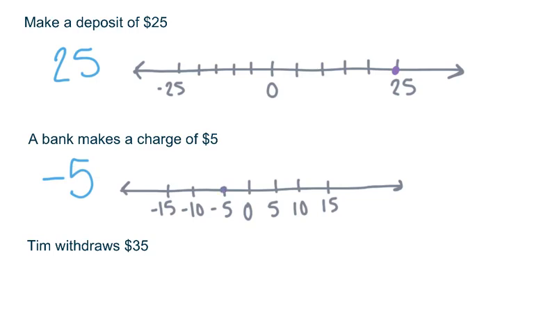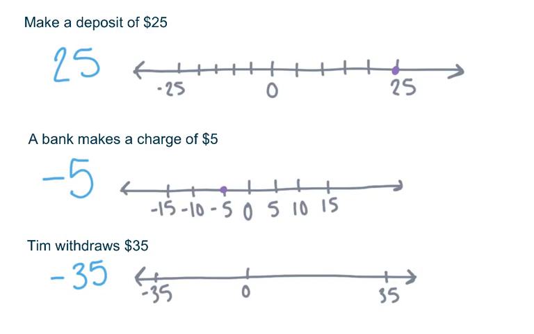Now, Tim withdraws $35. What is our integer, and is it going to be positive or negative? The answer? Negative 35. Now, our number line has both positive 35 and negative 35. And our integer is negative 35, so we're going to plot our point to the left of 0 at negative 35.